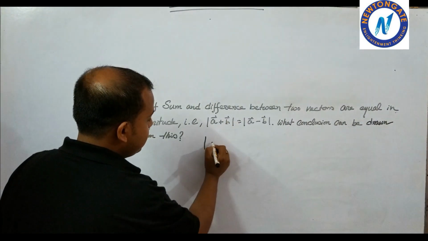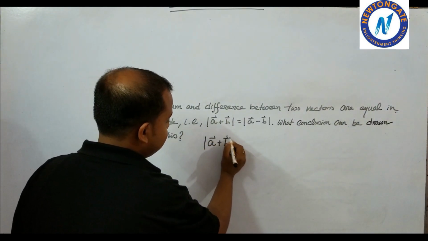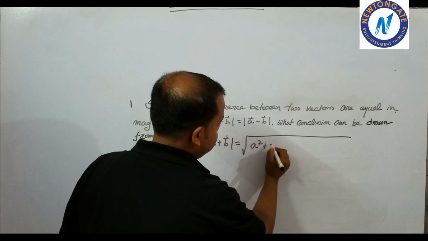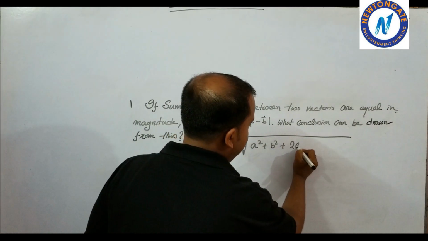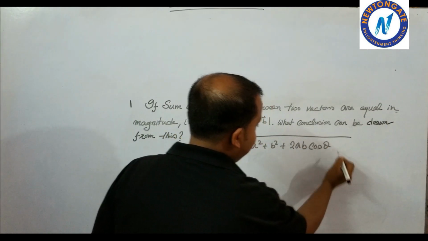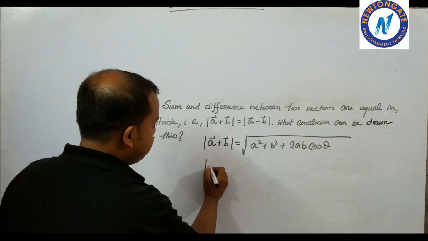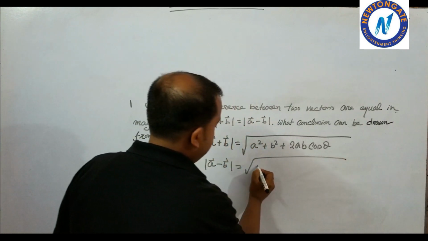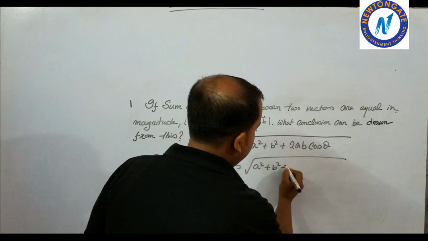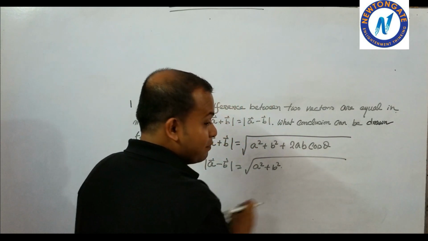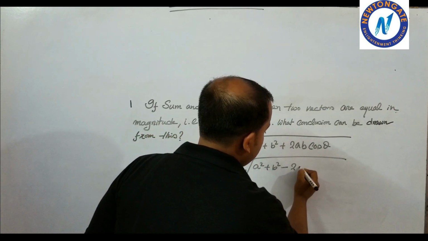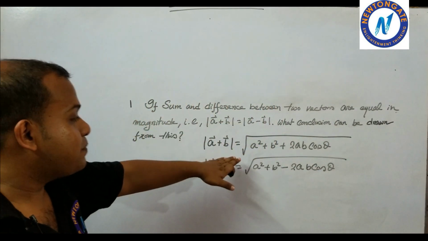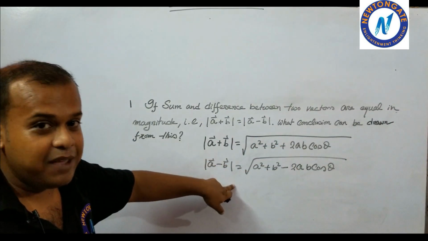So our a plus b is something like this: the square root of a square plus b square plus 2ab cos theta. And what about our a minus b? So a minus b is basically the square root of a square plus b square, and this is minus here, minus 2ab cos theta. So these are the respective expressions for a plus b and a minus b.